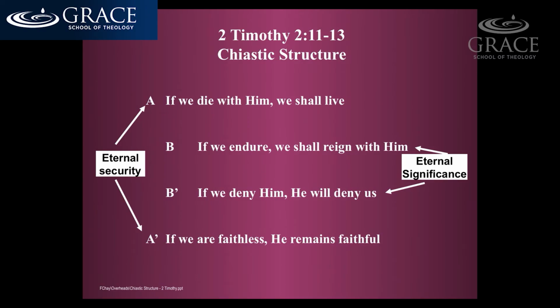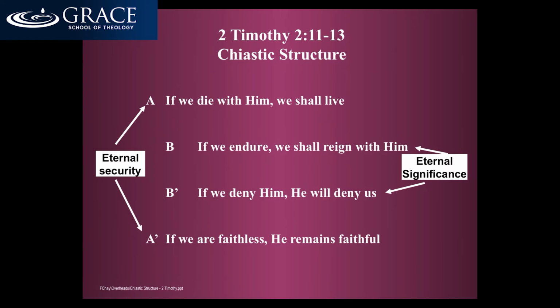If we take a look at this structure, I think we can see this. We see an ABBA structural mechanism. If we die with him, we shall live. Look at the A prime. If we're faithless, he remains faithful, which is why we shall still live. The two in the middle, the B and the B prime, seem to be talking about a different topic. If we endure, we shall reign with him. If we deny him, he will deny us. These are two statements on this different topic, but they are about eternal significance.